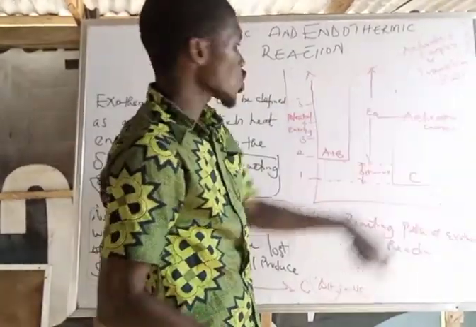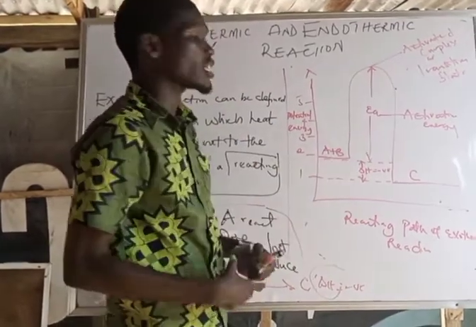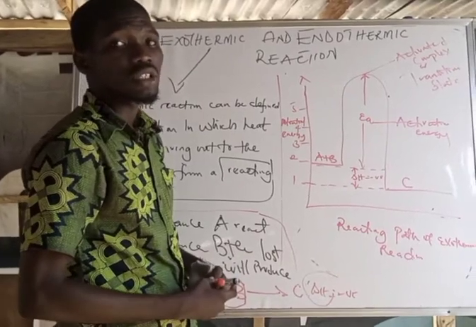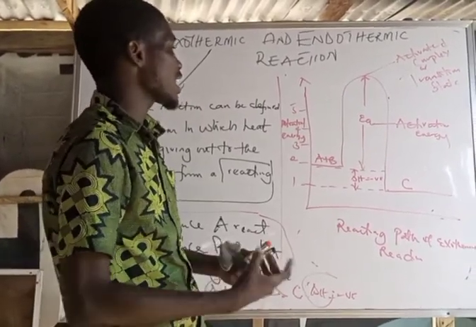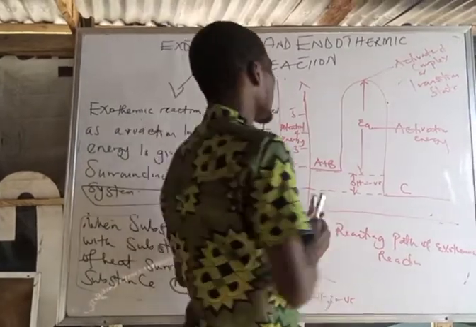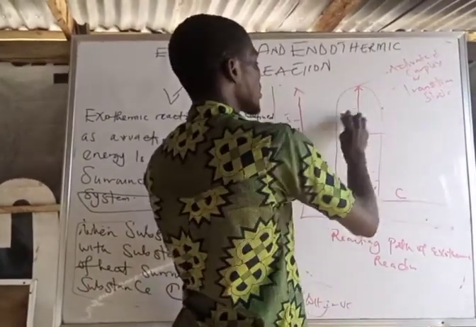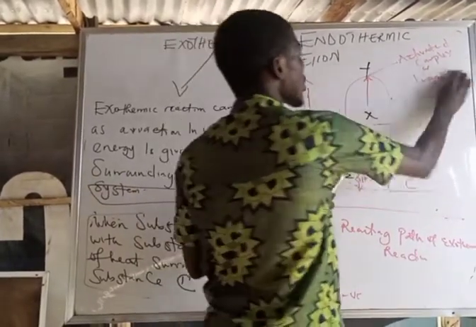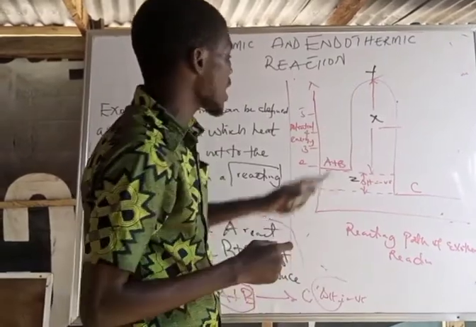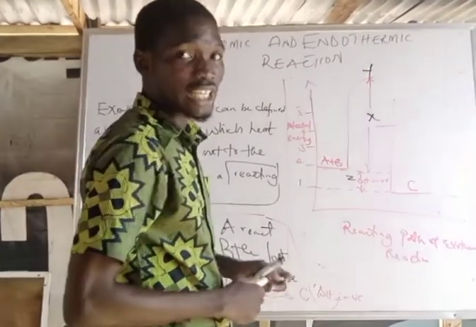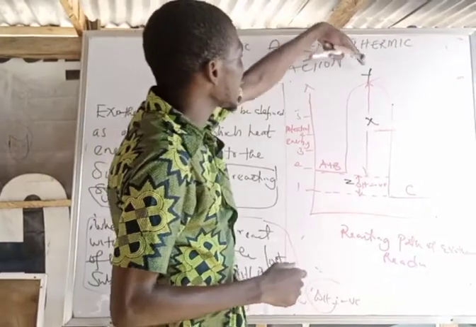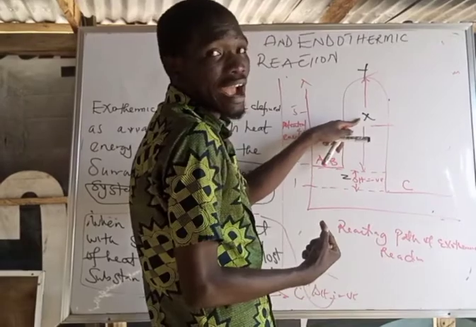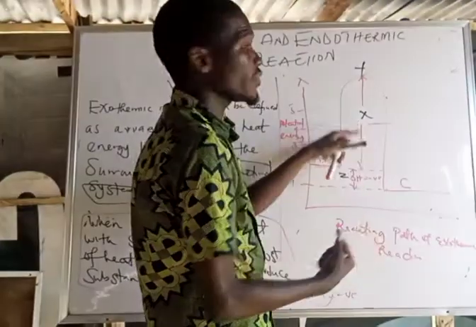C. So to the JAMBites, if you have a question like this in your JAM and you are being asked to check which part is the activation energy, in JAM they can decide to label this particular place X, this place Y, and here Z. With your knowledge, we know that Z is the change in heat energy, and here we know it is called the activated complex or transition state, while X is known to be the activation energy.